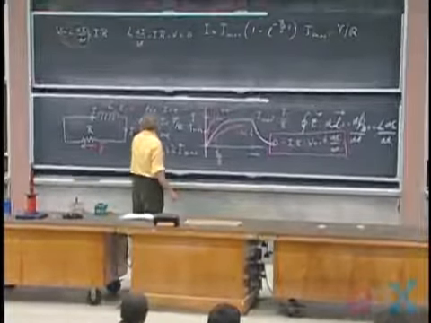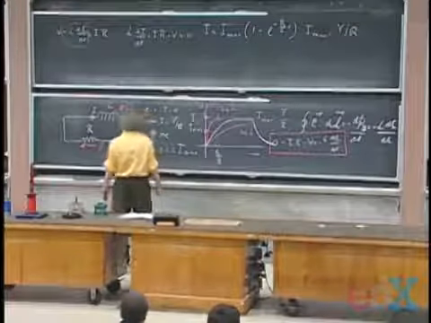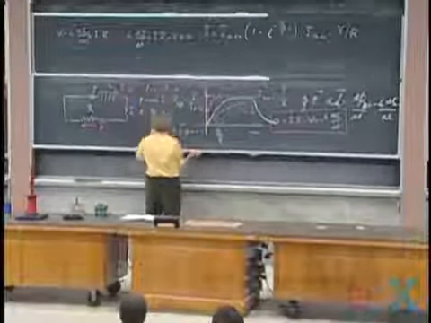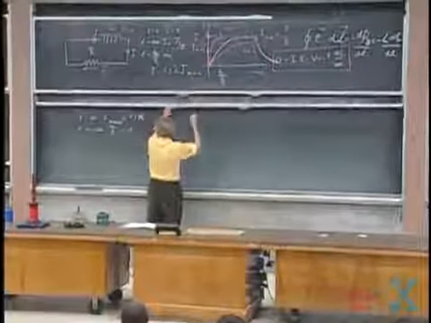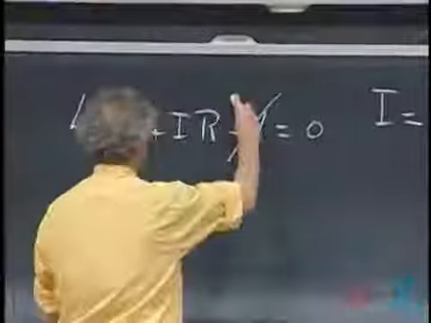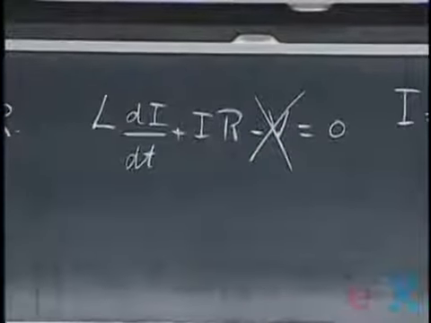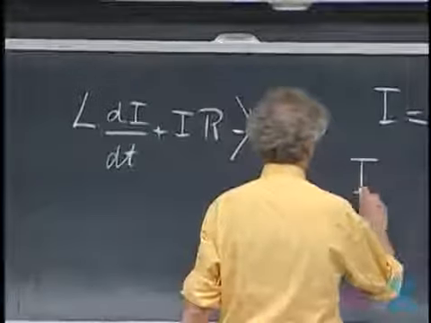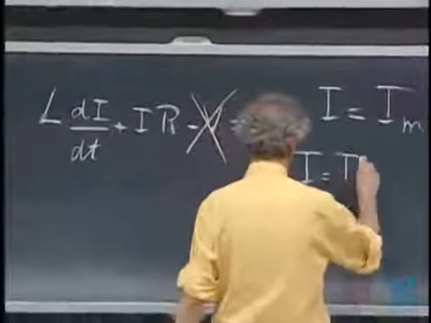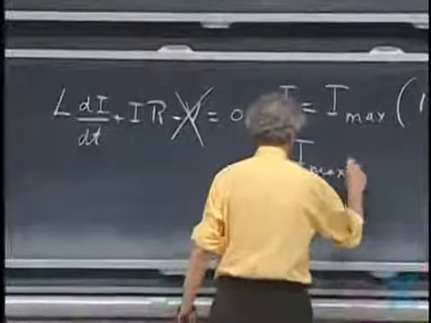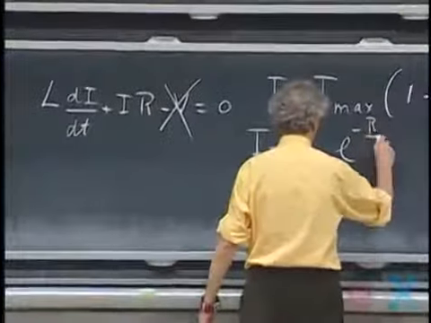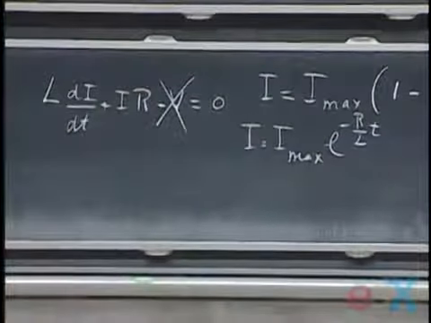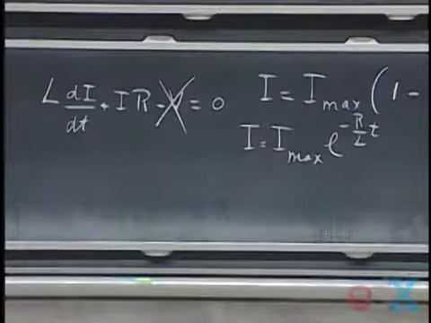Where is that differential equation? Is it hiding? Oh, there it is. So I solve this differential equation, but this is now 0. And the solution to that differential equation is that I, as a function of time, is I max times e to the minus R over L times t. And that exactly has all the quantities that you want it to have.